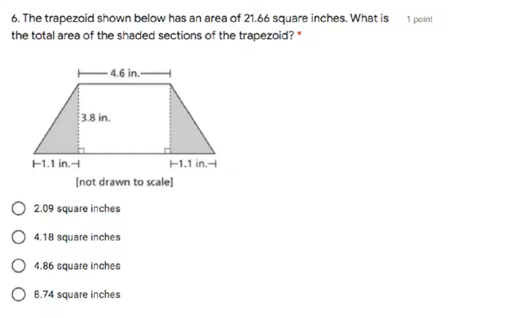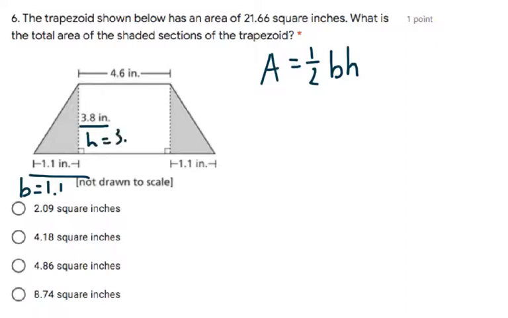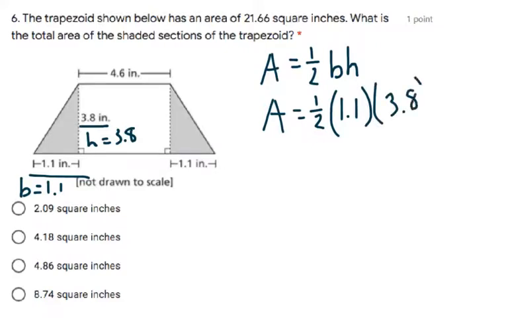I know that the area formula is area equals 1/2 base times height. And I see that this is my base, so B equals 1 1/10. And I see that my height is perpendicular to my base, so H is going to be 3 8/10. Now I can just plug that into the formula. Area equals 1/2 times the base, 1.1, and the height is 3.8. You can use a calculator, but the multiplication itself really isn't that tricky.